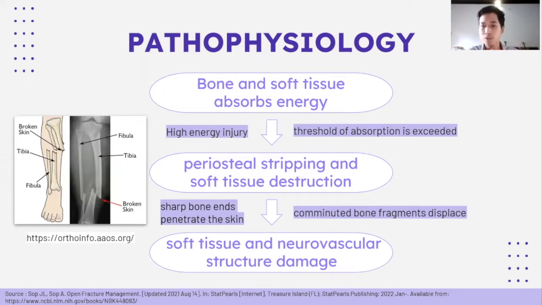So this is the diagram of pathophysiology of open fracture. When a traumatic injury occurs, bones and soft tissue absorb the imposed energy. It is when the threshold of absorption is exceeded that communication of the bone occurs, causing periosteal stripping and soft tissue destruction. The comminuted bone fragments are often not attached to any anchoring structure, which allows them to be displaced, causing significant soft tissue and neurovascular structure damage. When the skin tears, it creates a vacuum effect, which then pulls all surrounding debris into the wound.